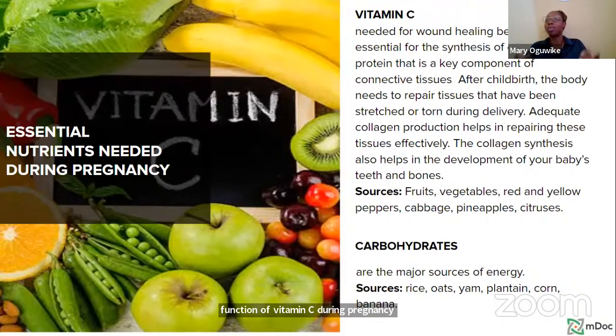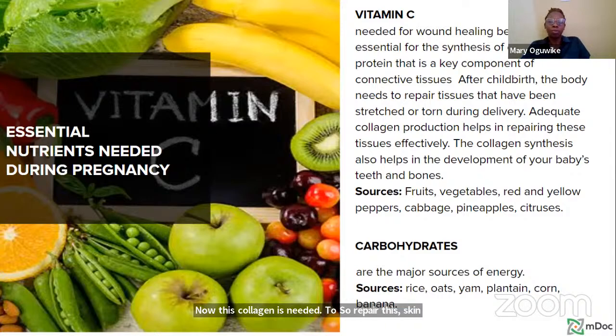What is collagen? I'm sure some of us have seen collagen face soap, collagen cream, collagen night cream, this and that. Now, collagen is very important because it is a protein that is a key component in the making of the connective tissues. After childbirth, the body needs to repair tissues that have been stretched. For example, the womb, the stomach, it expands during pregnancy, and when expansion occurs, the skin is stretched. Now, this collagen is needed to repair this skin that has been stretched during pregnancy.